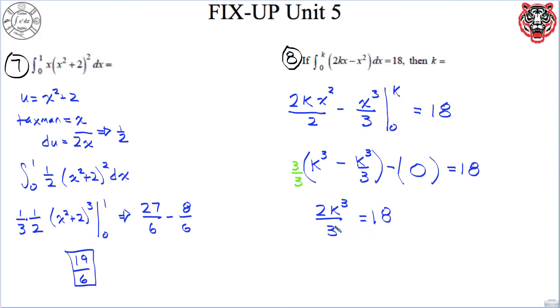So solving for this, multiply both sides by 3 to get rid of this 3. 3 times 18 is 54. 54 is equal to 2k cubed. And divided by 2, that's 27. Perfect. So it came out nice. k cubed is equal to 27. The cube root of 27, or 27 to the power of 1/3, is equal to 3. There's our final answer.